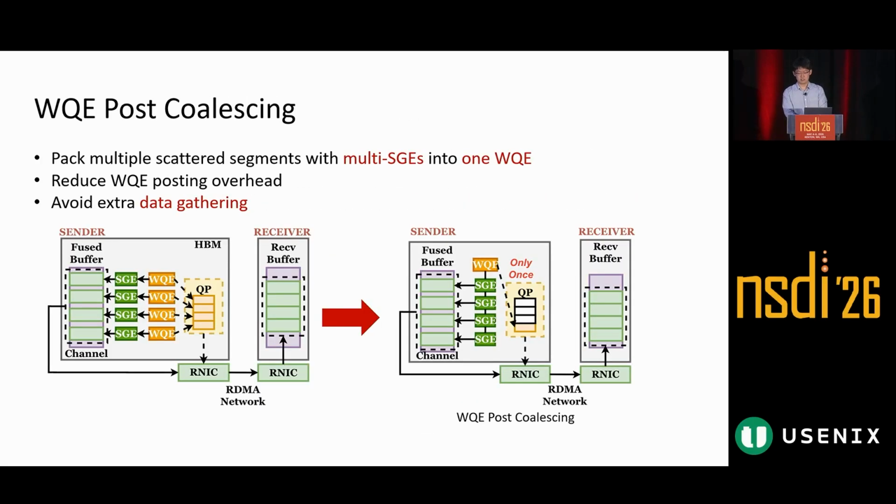To address this, SwiftEP introduced WQE post coalescing. Instead of posting one work queue element for each tiny segment, we pack multiple scattered segments into one WQE using multiple scatter-gather elements. This reduces posting overhead without reintroducing explicit data gathering. It is a simple idea, but it is important because it preserves the zero-copy benefits of fusion.